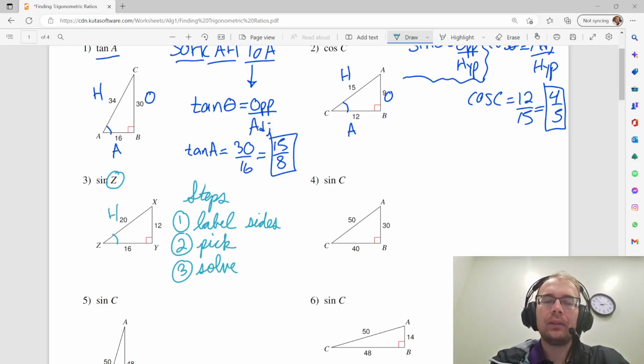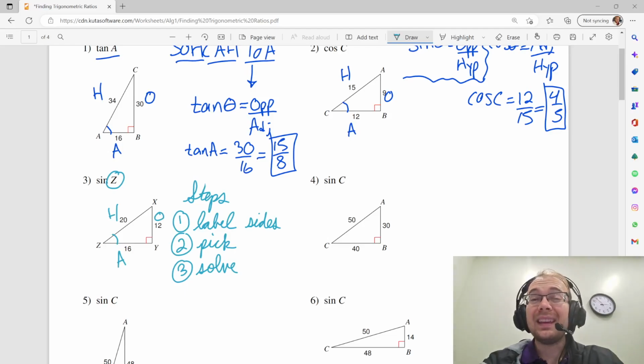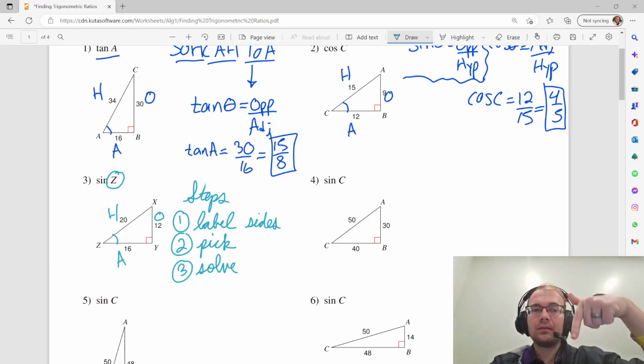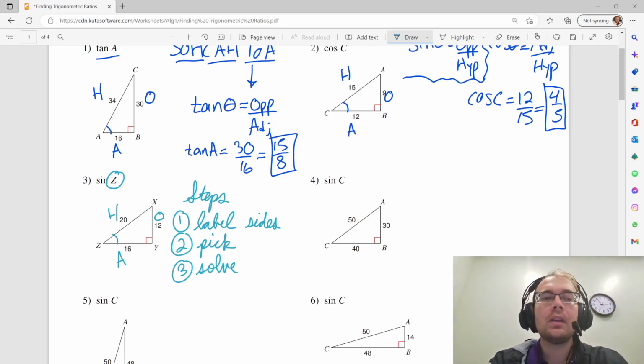The hypotenuse would be this side no matter whether we're focusing on angle Z or angle X. But since we're focusing on angle Z, this side is the adjacent and the other side is the opposite. If I was focusing on angle X, it'd be the reverse. The 16 would be the O and the 12 would be the A. So that's why it matters. You have to figure out which angle we're wanting to focus on. So we did step 1, label the sides.